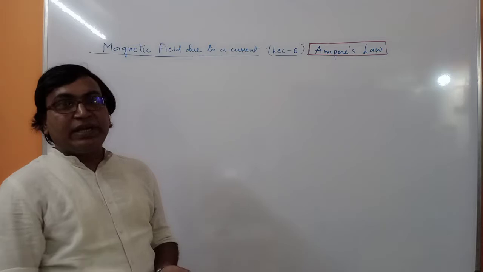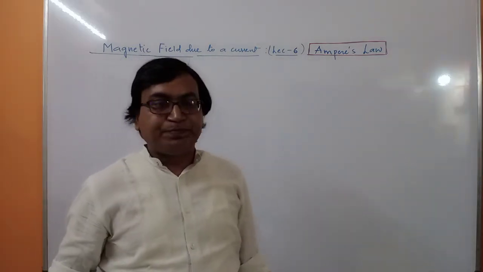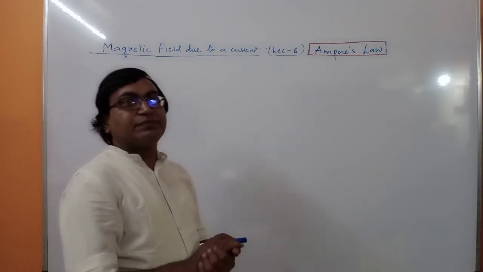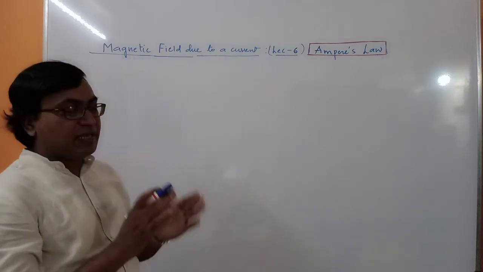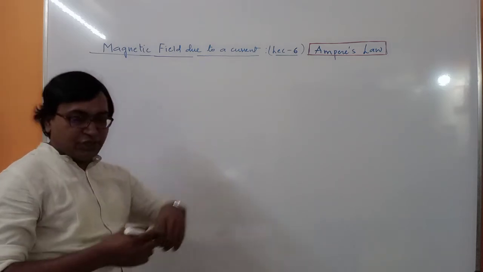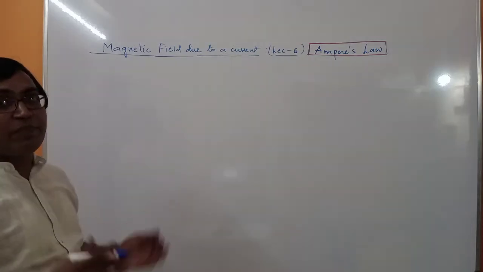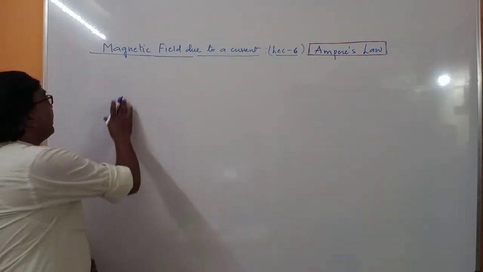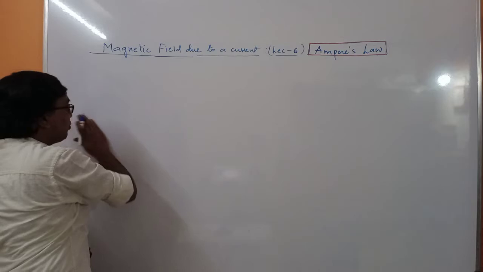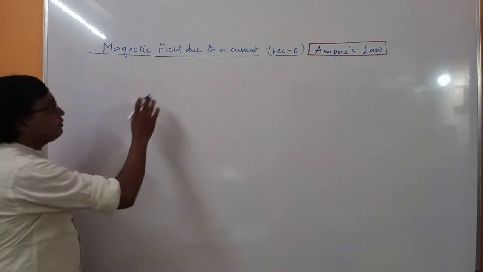Magnetic field due to a current, sixth lecture. So we are discussing Ampere's law. In the earlier lecture you have seen Ampere's law and its application to find the magnetic field due to a current distribution. So we'll continue with that. We'll see some more applications, how to find the magnetic field due to a current distribution using Ampere's law.